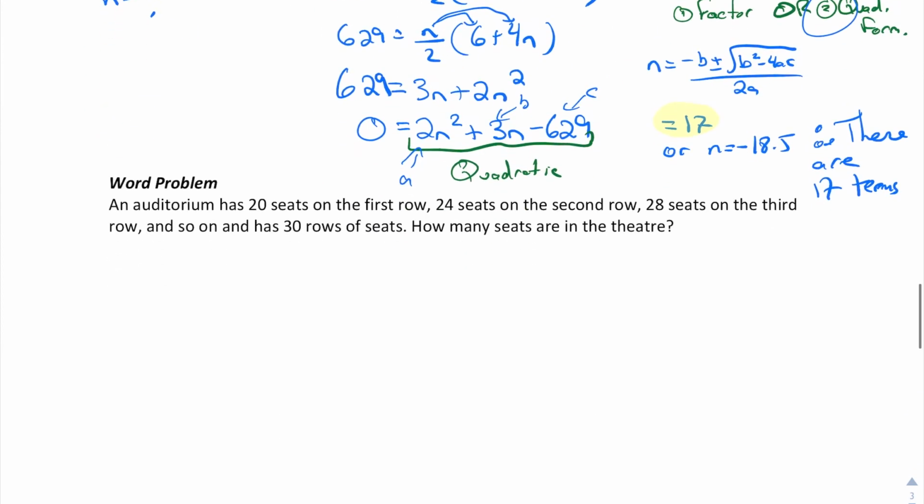Like that. So a lot of the times you'll be able to factor, and that'll be much easier, but unfortunately for this one, we had to use the quadratic formula. I think the one in the homework or in the you-try, you'll be able to factor.